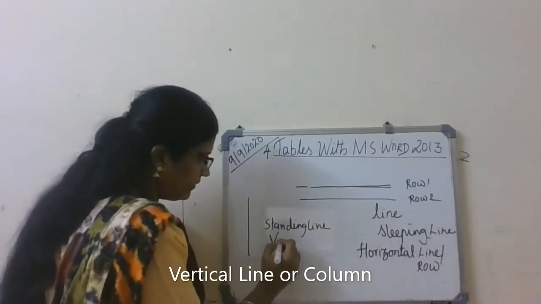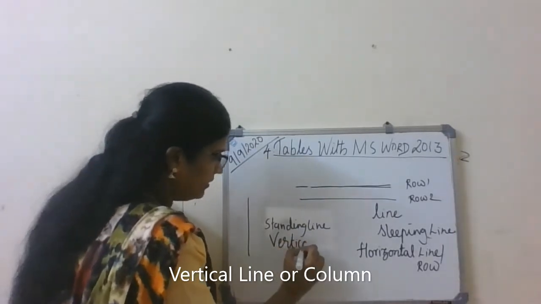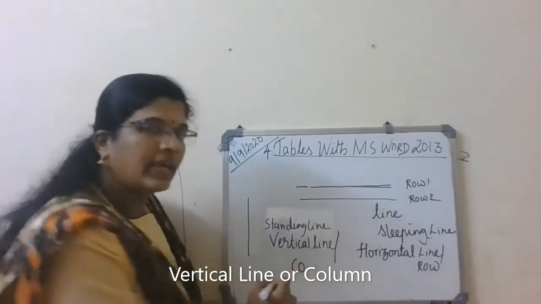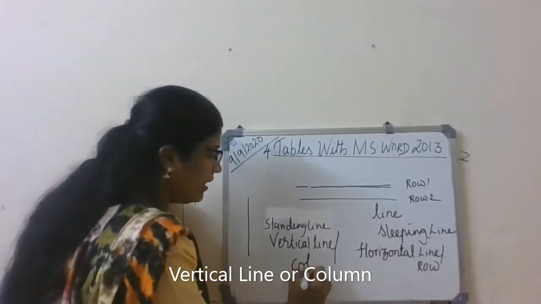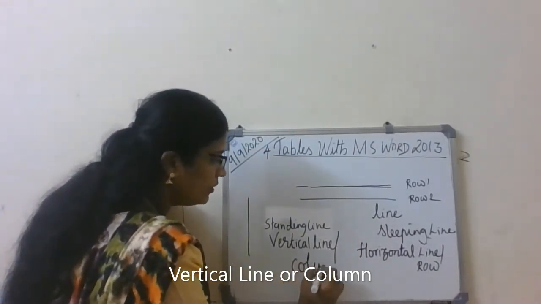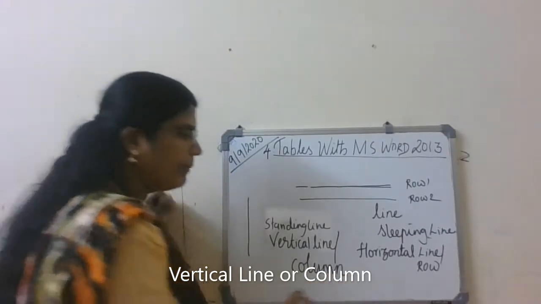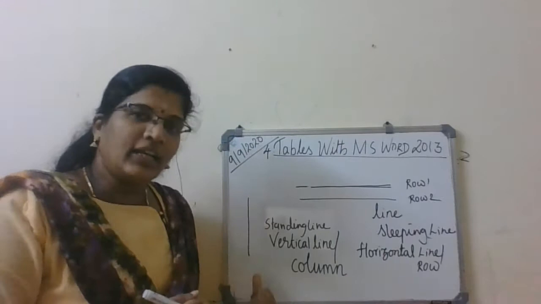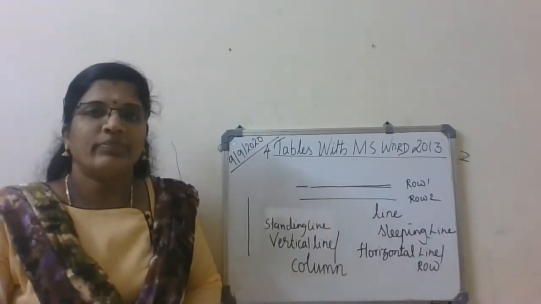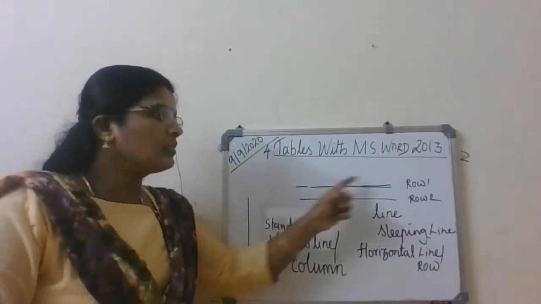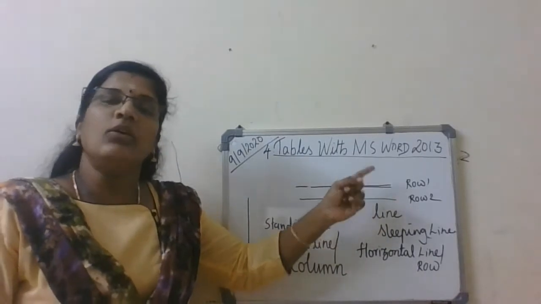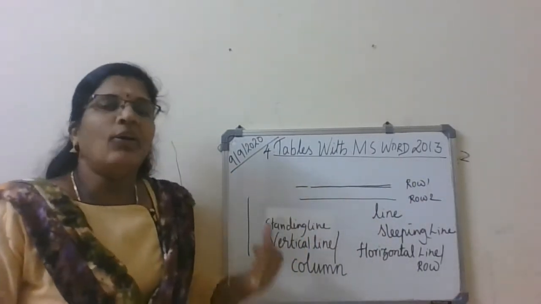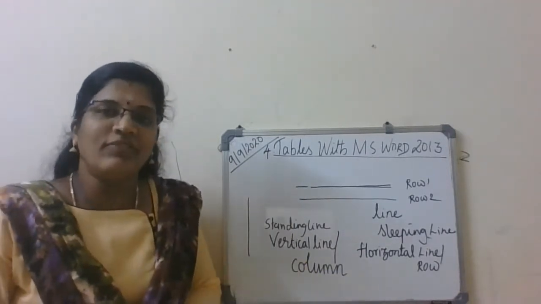Okay. Vertical line or column. See, column: C-O-L-U-M-N. Column. N is silent. You have to call it a vertical line or column. Okay, so this is called a horizontal line or row, and this is called a vertical line or column. Is it clear for everyone?